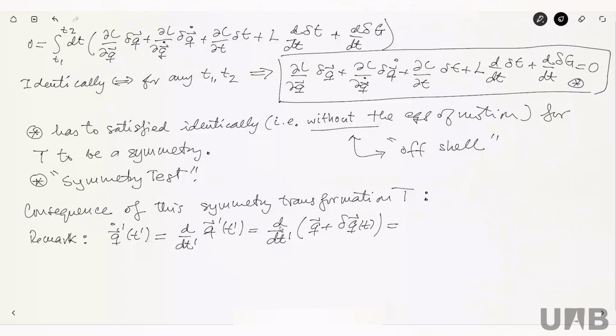Okay, now I change variables from T prime to T. So that means it's the derivative with respect to T of Q plus delta Q. And now the derivative of T with respect to T prime. Okay? Now, who is the derivative of T with respect to T prime? You just go back.